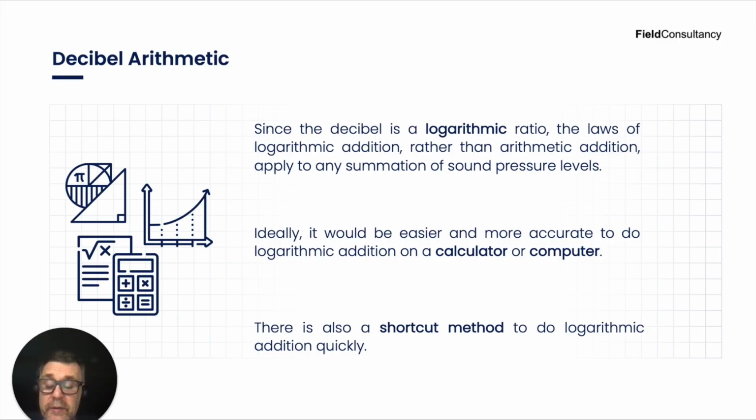Now that we've defined the unit of sound pressure level, or the decibel, and we know that it's a logarithmic ratio, we have to have a method of adding together different sound levels. If you have two different sound sources, what's the overall sound level that results? But because it's a logarithmic ratio, you cannot use arithmetic addition to add up sound pressure levels. So this could be quite difficult if you don't have a computer or a calculator. There is a shortcut method to doing logarithmic addition quickly. So let's go through what logarithmic addition means.